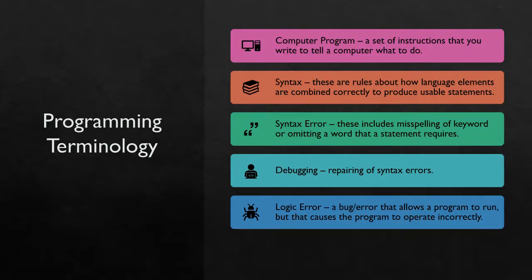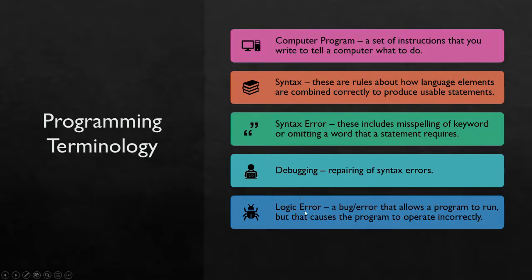So we also have the debugging. So debugging is said to be repairing of syntax errors. Those errors that we have, that is what we call the bugs. And when you try to fix those bugs, that is what we call debugging. So debugging means repairing of syntax errors or fixing the errors that you have.